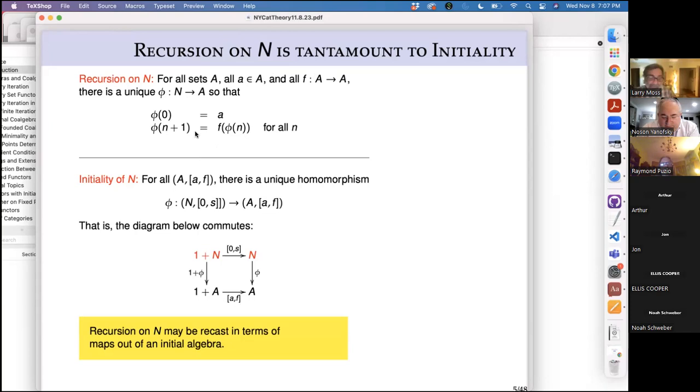Should the name Lawvere be mentioned here? You could mention Lawvere if you want. I think he defined this as an axiom. You could take this to be an axiom. That's right. I think Lawvere might have been the first person to recognize that recursion on N is tantamount to initiality. Yeah, he may well have been the person to do it. And so he noticed that the usual recursion on N is tantamount to initiality of the algebra.